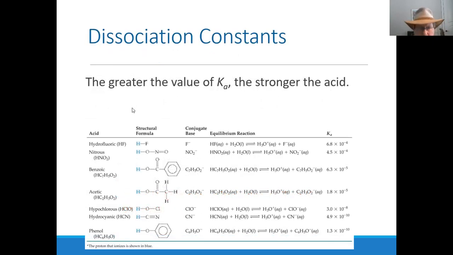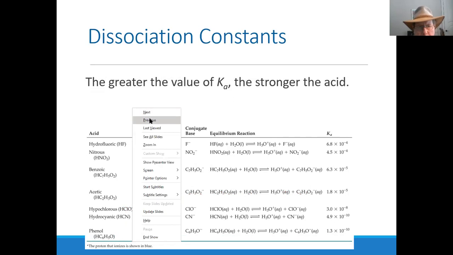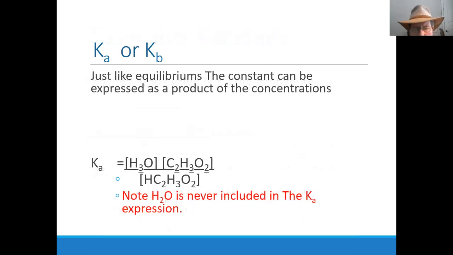Now, let's go previously. Okay. Remember, we're judging the strength of our acid on the amount of H3O plus. So if Ka is big, what does that say about the relative concentration of H3O in relationship to the original acid?